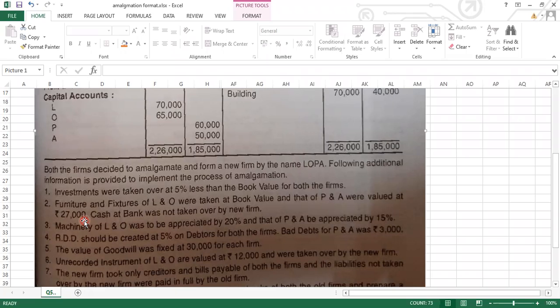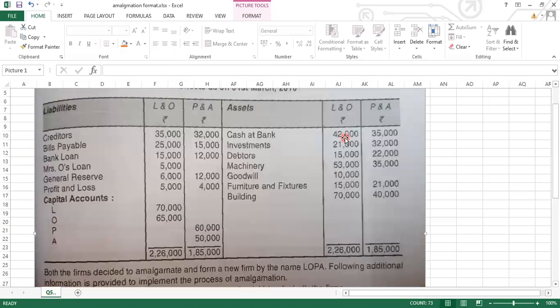Cash at bank was not taken over by a new firm. Now see, अब तक के जितने भी फर्म ये किए थे उसमें सब में कैश एंड बैंक was been taken over by the partners. But if you see in this sum, this cash and bank is not taken over by the new firm. This will be taken over by the old firms, मतलब old firms ही करेगा. So what we will do when this information is there, we will prepare a cash का account.